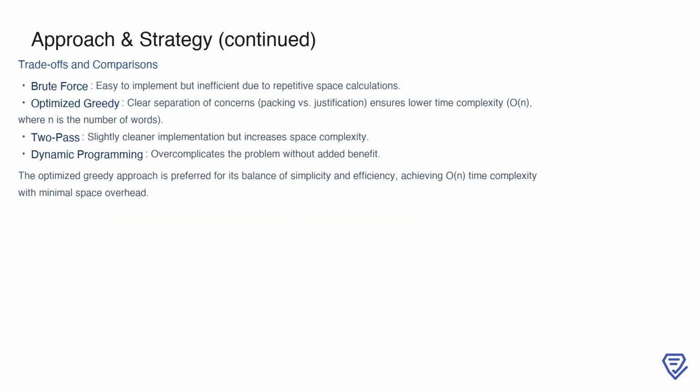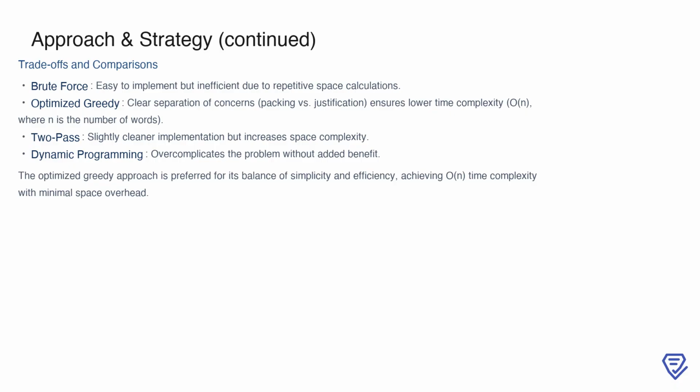Every approach comes with trade-offs, so let's compare them to understand why the optimized greedy strategy is the preferred choice. The brute force approach is easy to implement but inefficient due to its repetitive space calculations and multiple iterations over the same words. On the other hand, the optimized greedy approach introduces a clear separation between packing and justification, resulting in lower time complexity, O(n), where n is the total number of words. This makes it both efficient and easy to follow.